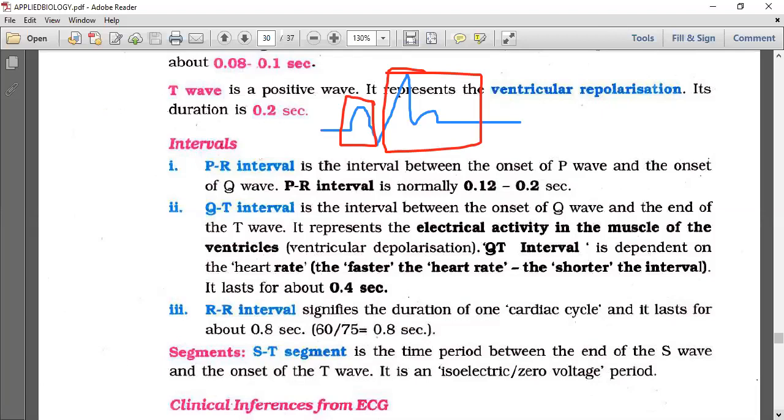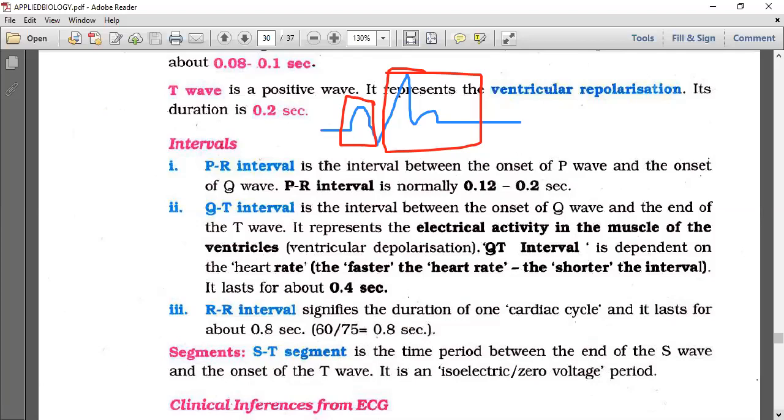The QT interval represents the electrical activity in the muscles of the ventricles, ventricular depolarization we say, and it is dependent on the heart rate. The faster the heart rate, the shorter the interval. If slower the heart rate, QT interval will be longer. It's general logic here, isn't it? It lasts for about 0.4 seconds. That QT interval lasts about 0.4 seconds.